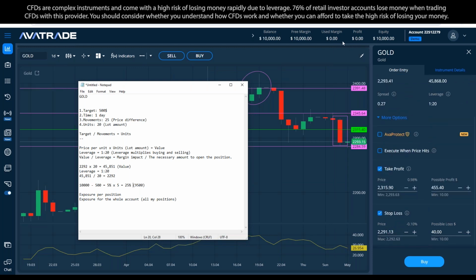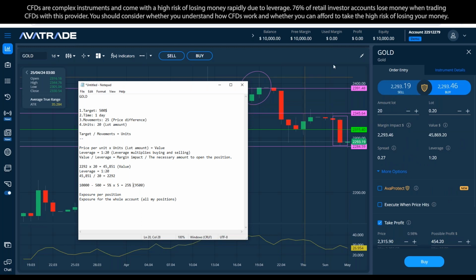You have to know that your margin level shouldn't drop below, and that depends on your licensing, 50 or 10%. Otherwise, the platform will start closing your positions, right? You get stopped out. Exactly, perfect.